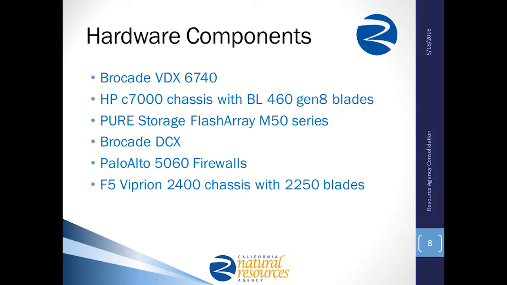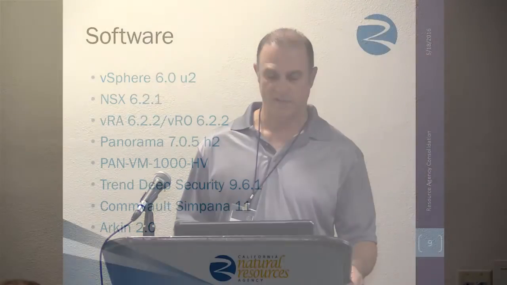So we're just going to go over real quickly the hardware components we use to support this. We use the Brocade 6740s. We have our HP C7000 chassis with 460 Gen 8 blades. We use Pure Storage, that's all flash storage arrays, for our VMDKs, and anything that's a network file system, we use NetApp for our NASs. And then we have the Brocade DCX for our fiber connects. And we have Palo Alto 5060 firewalls and the F5 VIPRION 2400 chassis.